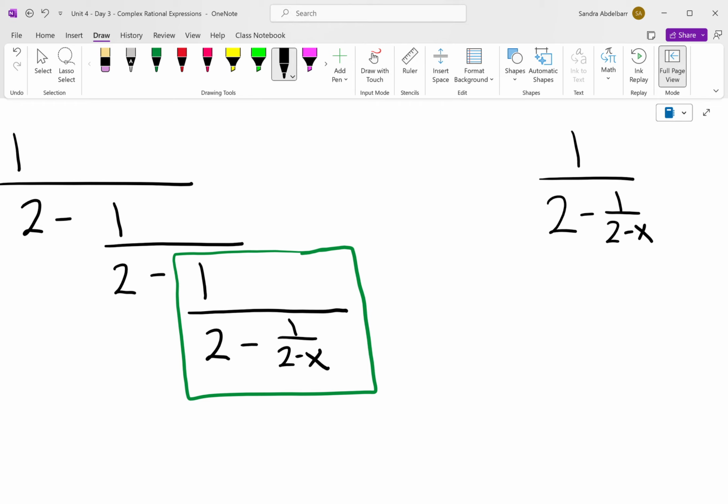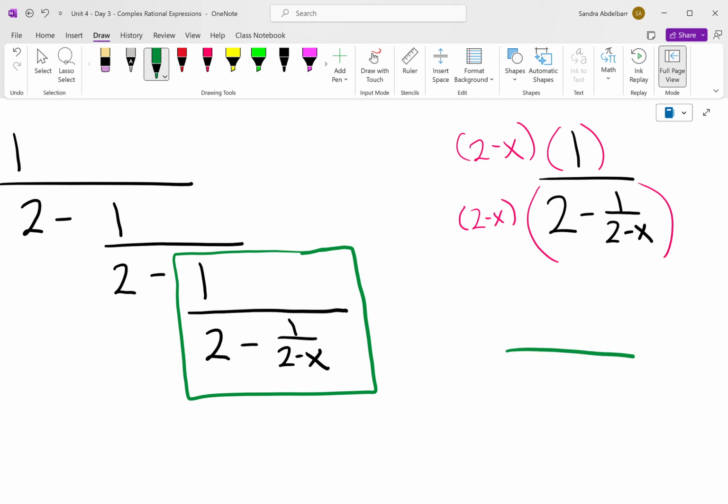And this is still that whole idea of something on top, fraction bar, something on the bottom, right? It's still that same idea. So what I'm going to do is that same process we've been doing, but this time I only have one denominator. So what am I going to multiply everything by? 2 minus x. I'm going to multiply top of the fraction bar by 2 minus x, bottom of fraction bar by 2 minus x. So we're going to have 2 minus x on the bottom, 2 minus x on top.